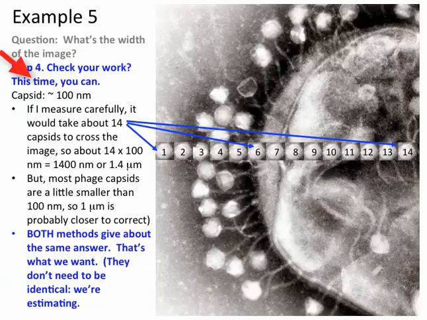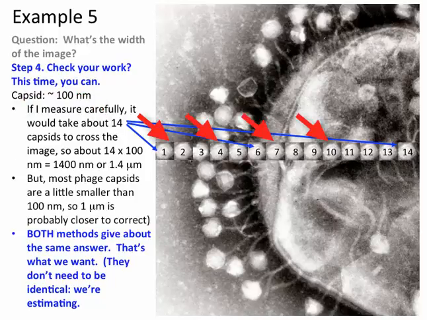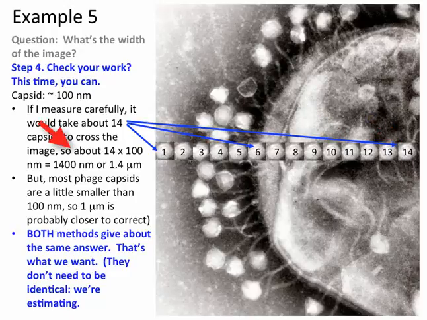This time, you can. The capsids are about 100 nanometers, and if I measure carefully, it would take about 14 capsids to cross the image. I screenshot some capsids and then inserted them in a row next to each other and labeled them 1, 2, 3, all the way up to 14. Doing it this way, about 14 times 100 nanometers equals 1400 nanometers, or 1.4 microns. That suggests that the whole image is 1.4 microns instead of 1.